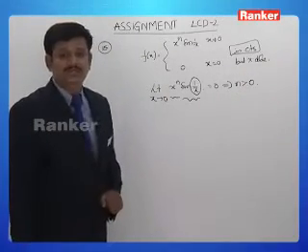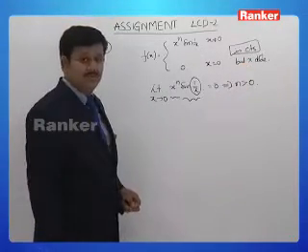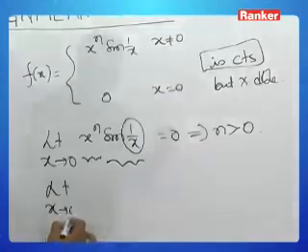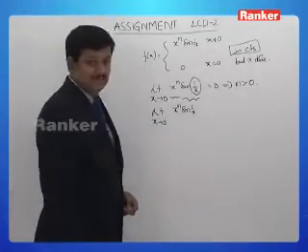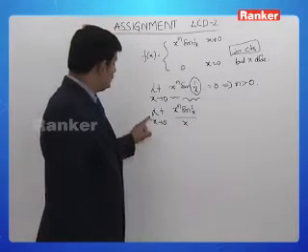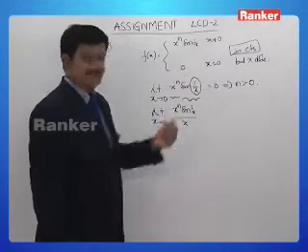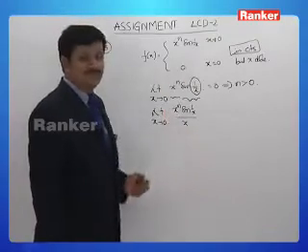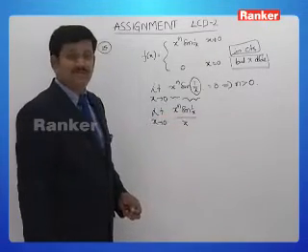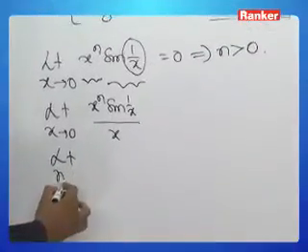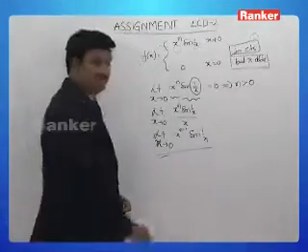n should be greater than 0, and the function is also non-differentiable at 0. For that, the limit as x tends to 0 of f of x minus f of 0, which is 0, divided by x minus 0. Limit as x tends to a of f of x minus f of a divided by x minus a, that is the derivative. This limit should not exist. If it exists and is finite, then the function will be differentiable, but it is given that the function is non-differentiable. So, the limit as x tends to 0 of x power n sin 1 by x divided by x should not exist. Or the limit as x tends to 0 of x power n minus 1 sin 1 by x should not exist.